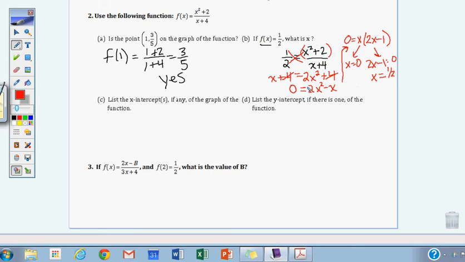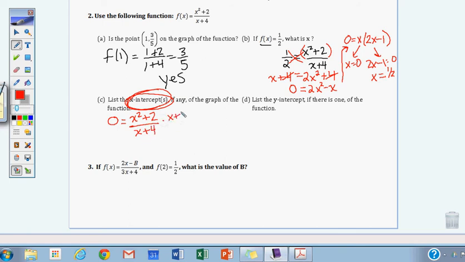Okay? So here we go, on to C. List the x-intercepts. We need to know, wow, that was kind of loud, sorry. We need to know the definition of x-intercepts. Please know those. X value when y is 0. X value when y is 0. So the left side just becomes 0. We have (x squared plus 2) over (x plus 4). All right, well now we want to solve this.